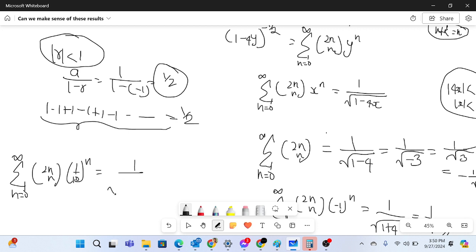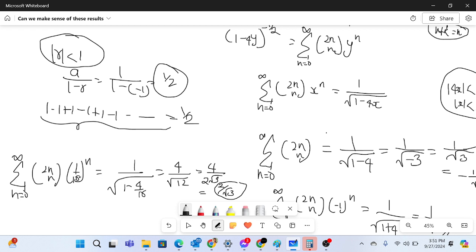That will be 1 by square root of 1 minus 4 by 10. Let's use some good values. Let's use 16. So this is 16, and now this goes to the numerator. 4 divided by square root of 16 minus 4, which is 12. That is square root of 12, that is 4 by 2 root 3. That means 2 divided by root 3. We get this answer, right?